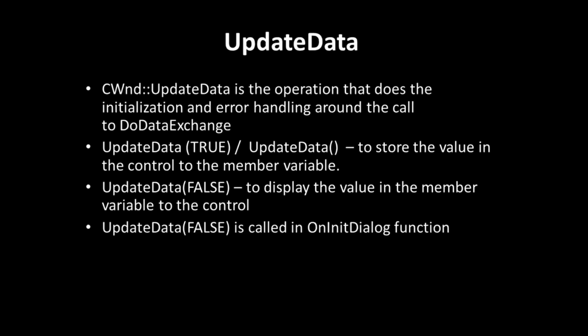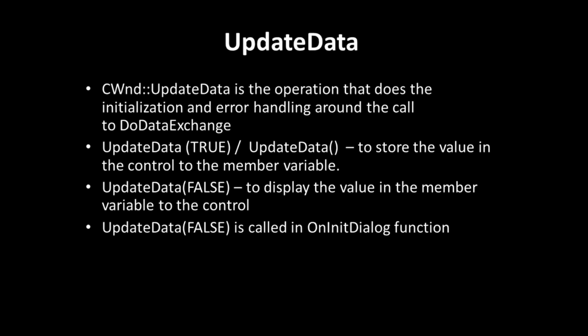So normally UpdateData(FALSE) is called in the OnInitDialog function. Now what is this OnInitDialog? Whenever a dialog gets opened, it calls the OnInitDialog function. So that is where you can add your code to show the values in the control.